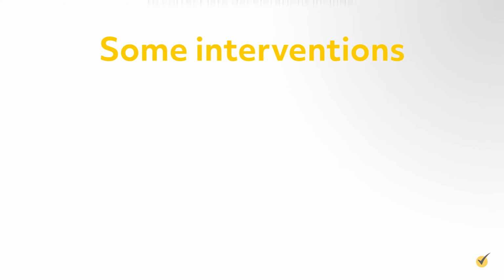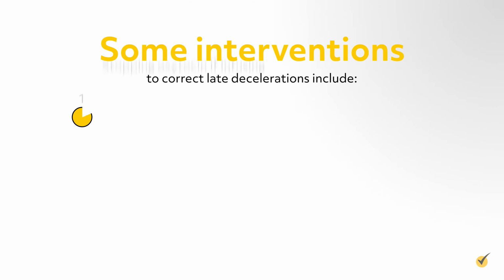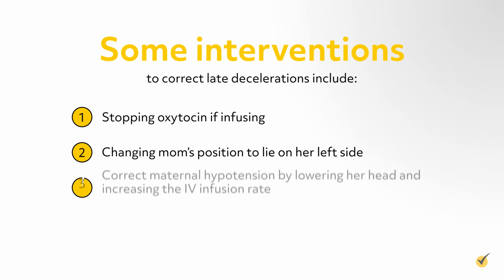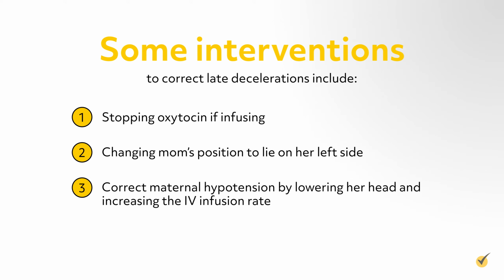Some interventions to correct late decelerations include stopping oxytocin if infusing, changing mom's position to lie on her left side, correct maternal hypotension by lowering her head and increasing the IV infusion rate, and administering oxygen by mask.